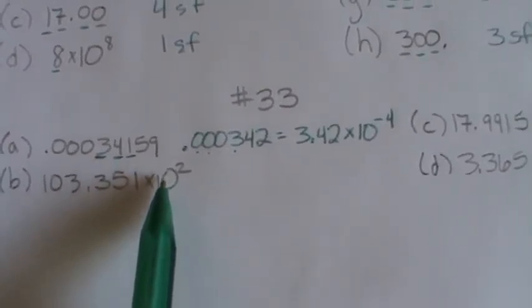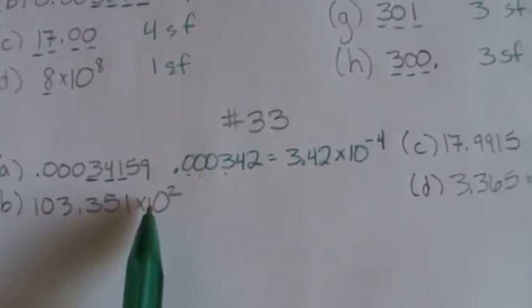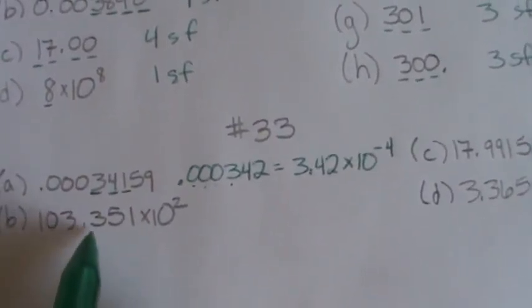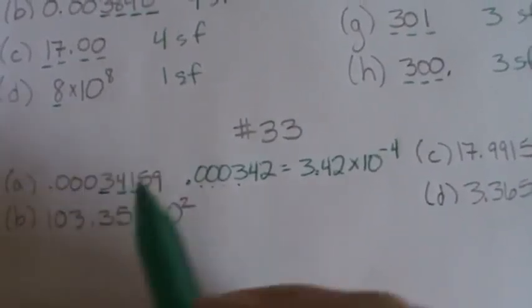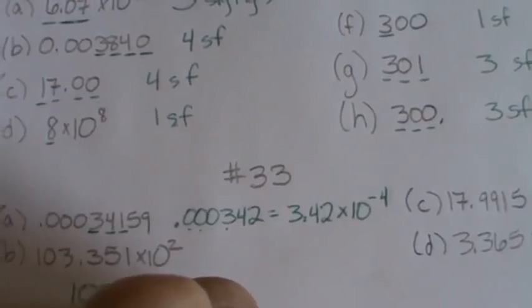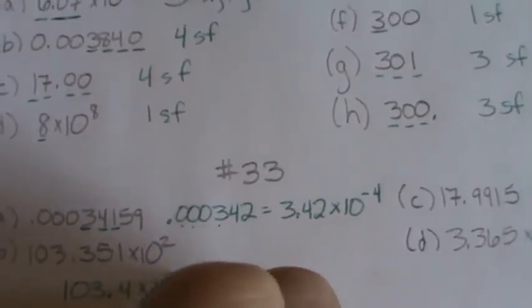1.03351 times 10 to the 2. They ask us to round this to 4 significant figures. 1, 2, 3, 4. The next digit is 5 or greater, so we have to round that up. So this one becomes 103.4 times 10 to the 2.